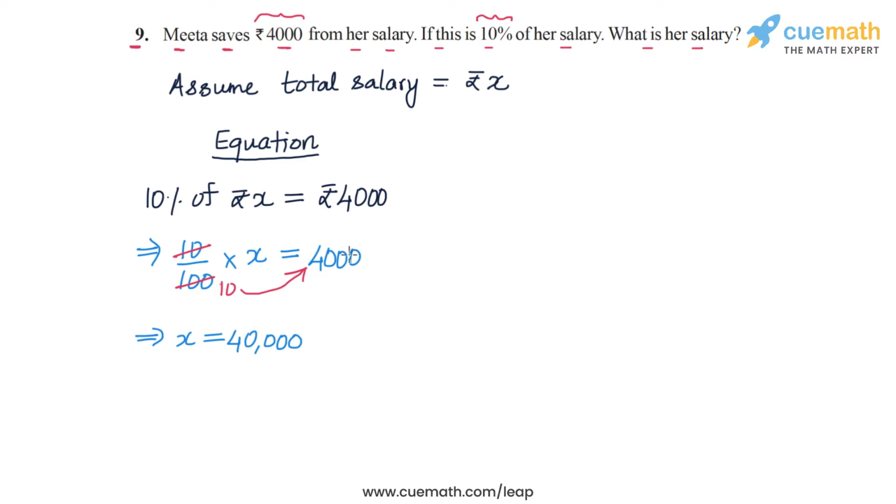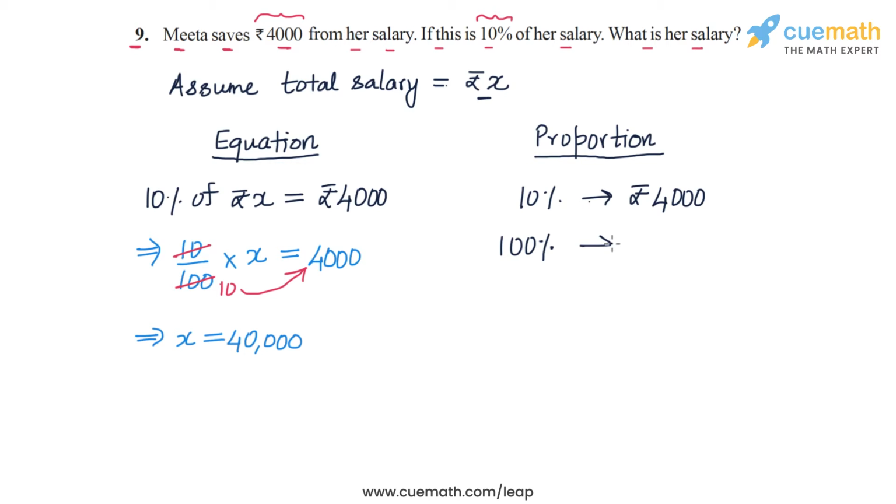Another slightly different way to arrive at the same answer is to set up a proportion, an equality of ratios, in X. Okay, so we make use of the fact that 10% of her salary corresponds to an amount of rupees 4,000, and we know that 100% of her salary we have assumed to be rupees X. So 100% of her salary corresponds to rupees X.